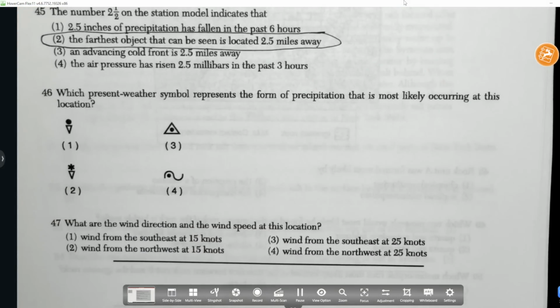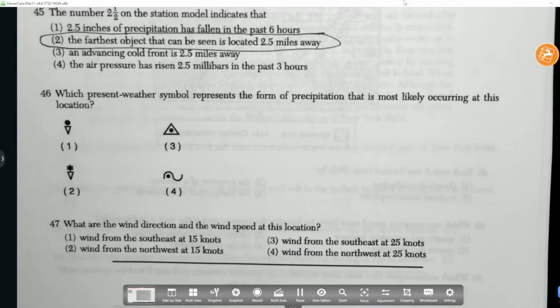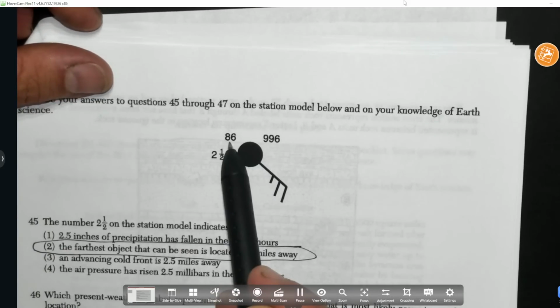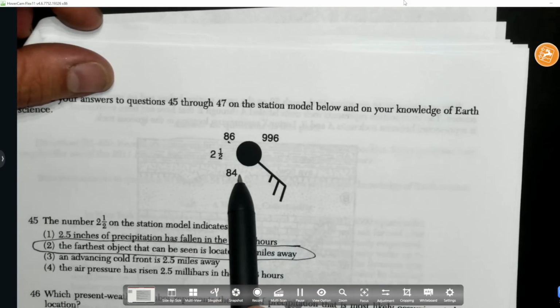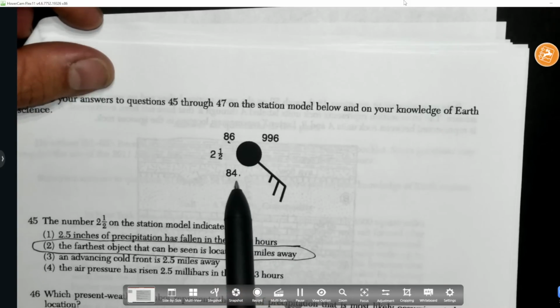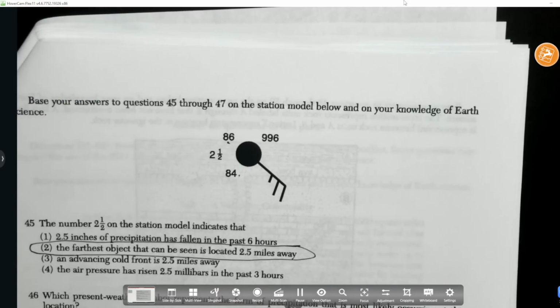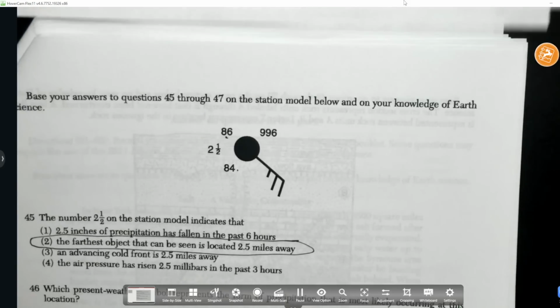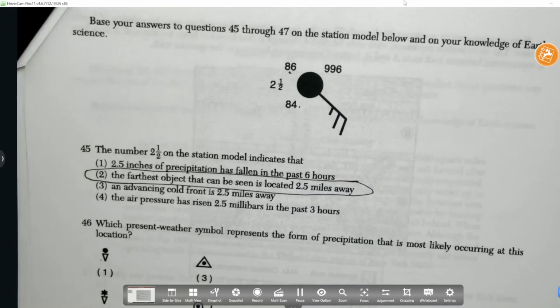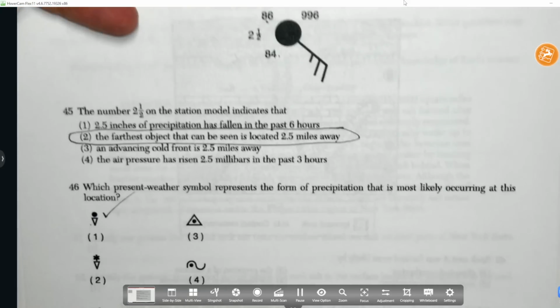Question 46. Which present weather symbol represents the form of precipitation that is most likely occurring? Well, the temperature is 86 Fahrenheit. 84 is the dew point. That means it's probably going to have some kind of precipitation because when the dew point hits the temperature, we get rain. But what kind of precipitation could we have? Could we have snow cone? The snow cone looking guy is rain showers. Yeah, and that would make sense. We could definitely find rain showers.